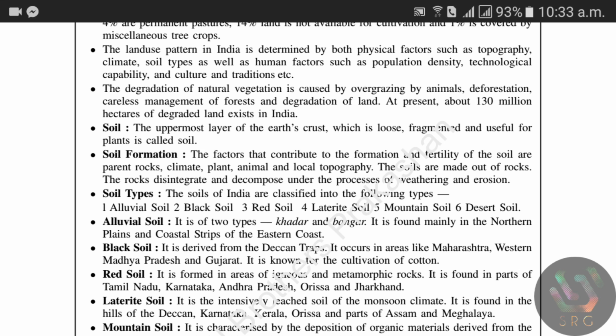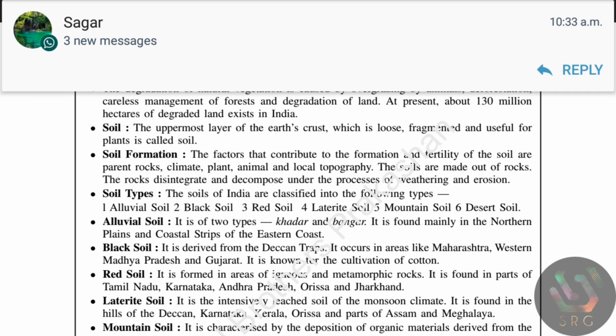The soils are made out of rocks. The rocks disintegrate and decompose under the process of weathering and erosion.